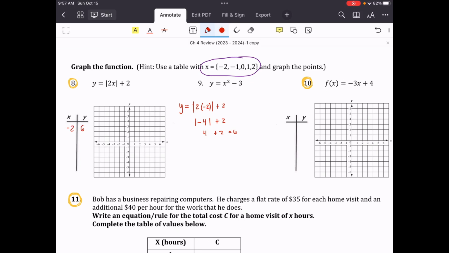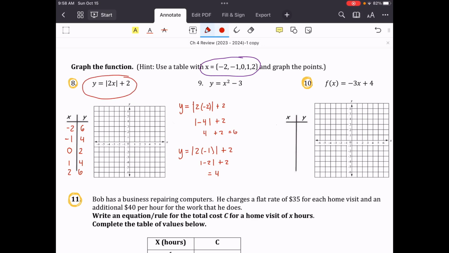We're then going to repeat the same idea for, let's say, -1. So 2 times -1 plus 2. 2 times -1 is -2. So the absolute value of -2 plus 2 is going to result in 4. So at -1 for x, y is 4. And we just keep this pattern going. So at 0, we would have gotten 2 as a result. At 1, we get 4 as a result. And at 2, we get 6 as a result.